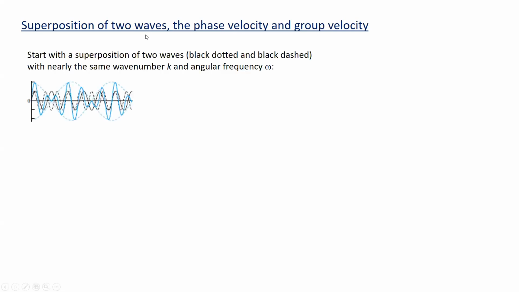So we start with a superposition of two waves, here the black dotted and black dashed. You can see they don't have quite the same wavelength or wave number. They have the same amplitude, but nearly the same wave number, and so nearly the same angular frequency, omega. When we add them together, we get this light blue wave, which forms an envelope around the two waves.